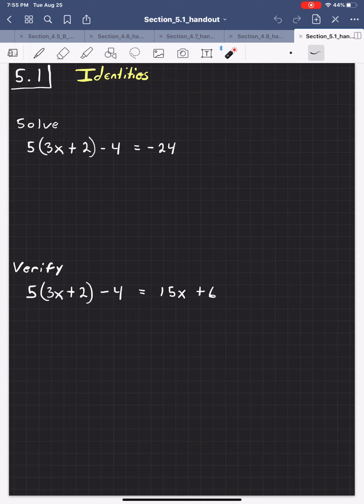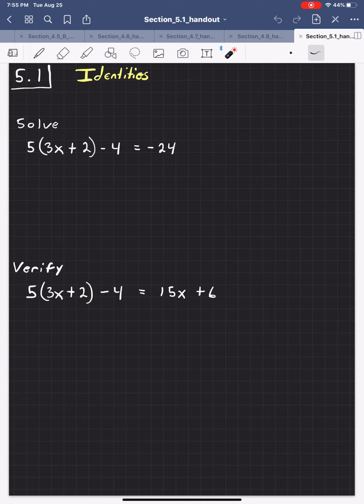The other three sections, 5.2 through 5.4, have important elements to them, but in terms of mastery, they're fairly simple sections. It's more or less just, hey, here's the formula, just put it to use. Okay, 5.1, this is an extremely important section.